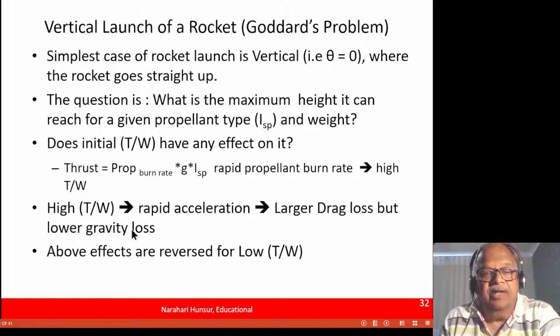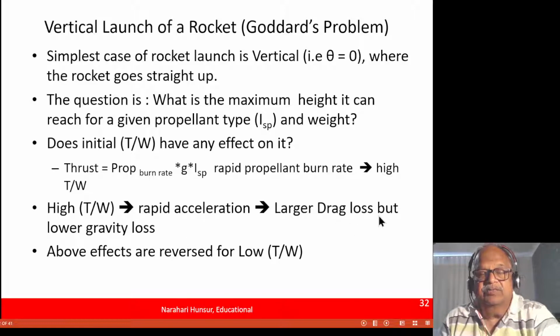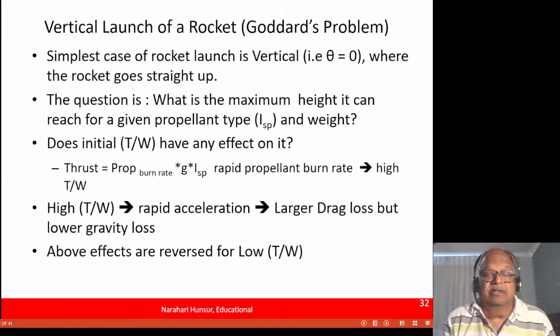So now let's look at what happens if the high thrust to weight ratio is there. Let's say the thrust is 4 times the weight. It means that the acceleration is very rapid, which also means larger drag losses but lower gravity loss. Larger drag loss because it will be high velocity at high density atmospheric conditions, which means large drag. For lower thrust to weight ratio, it'll accelerate slowly, drag will be less, so drag loss will be less. So this is the thing.